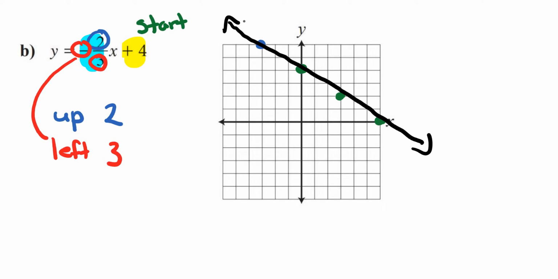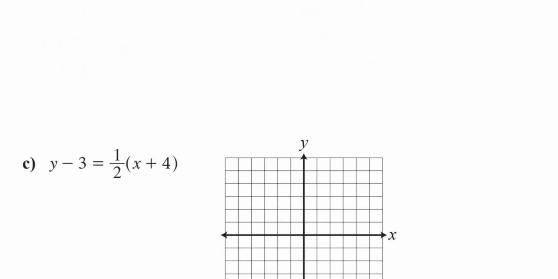Okay. So just remember, if I draw a little triangle here, there's my 2 and my 3. There's my 3 and my 2. So up 2 and left 3. Okay. Great, let's move on to letter C now.